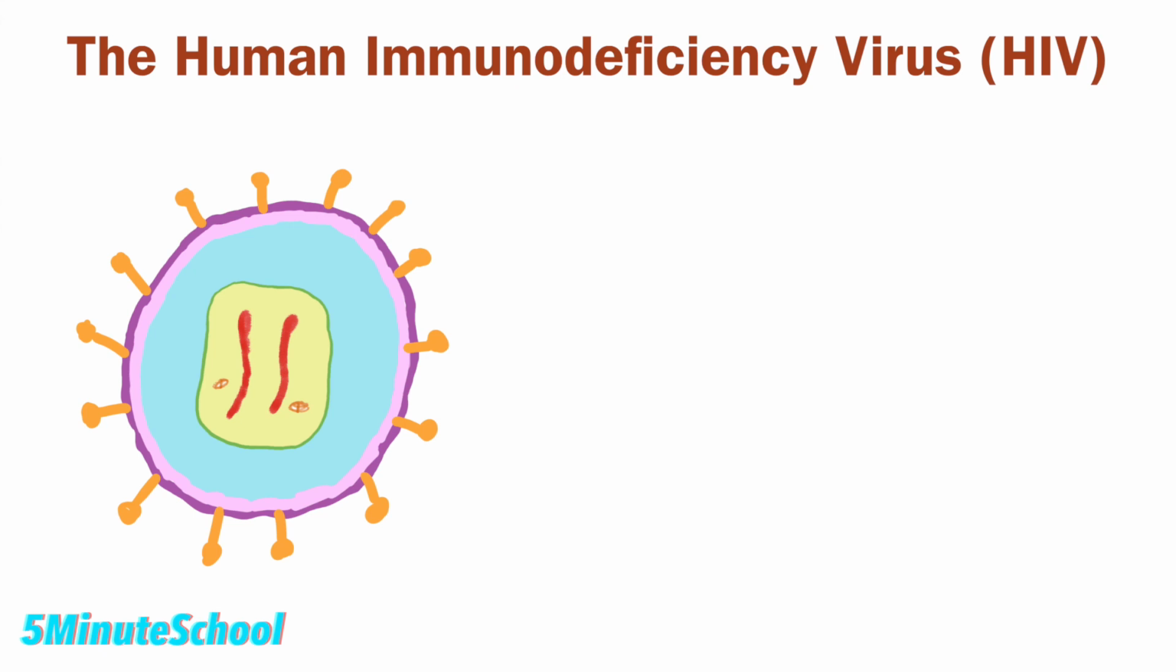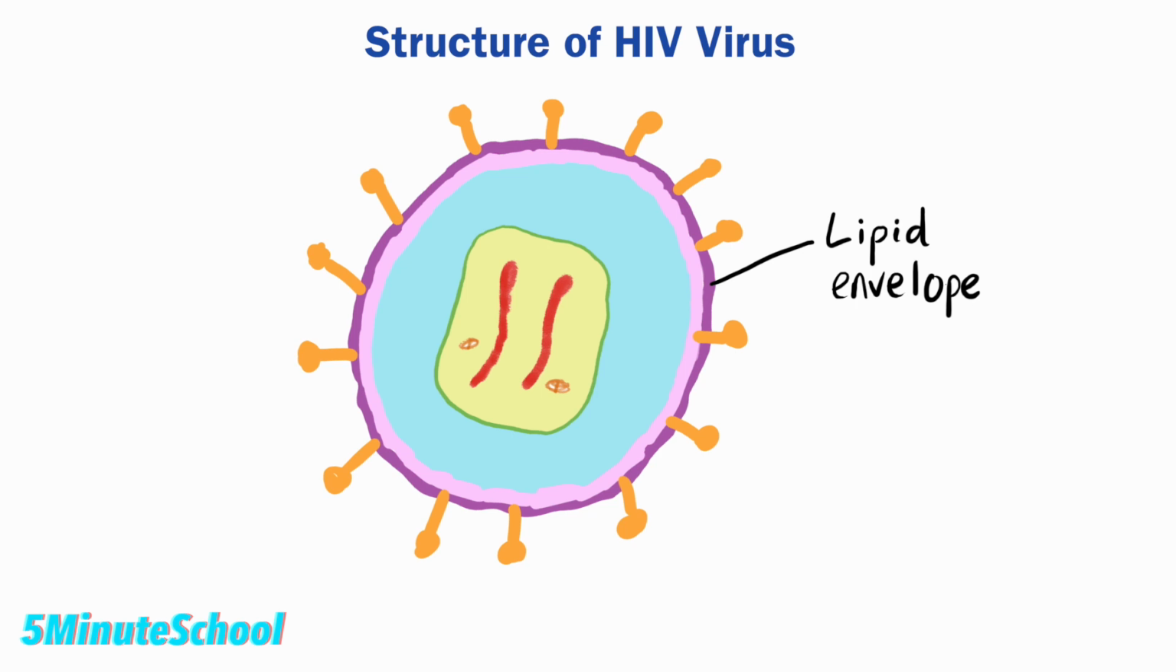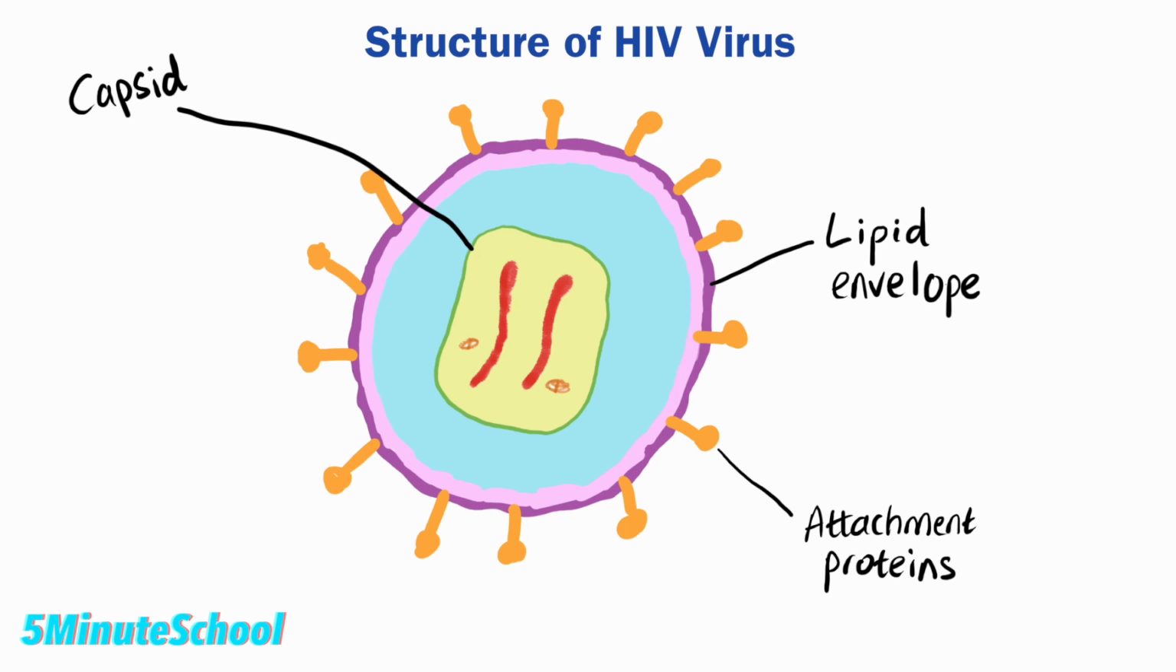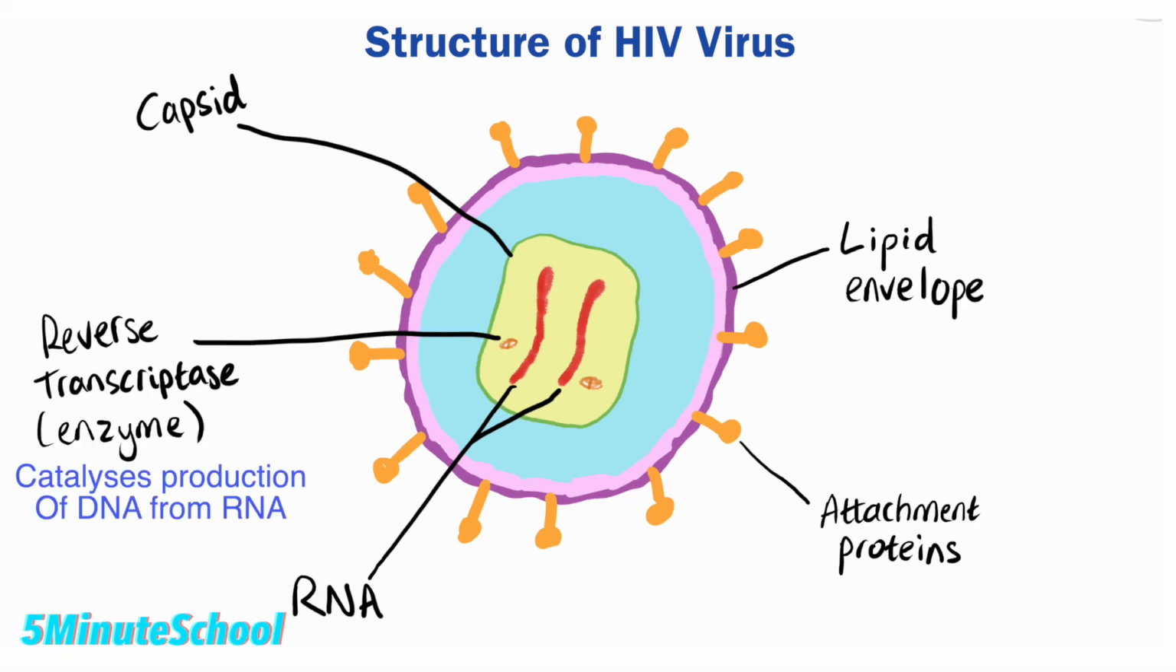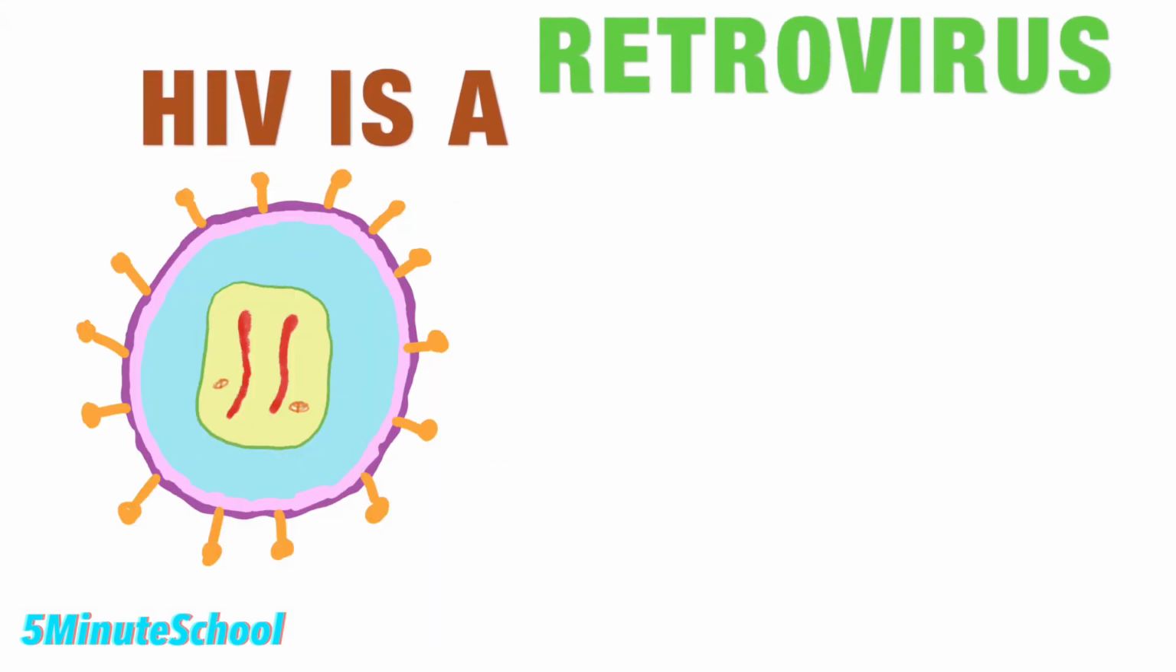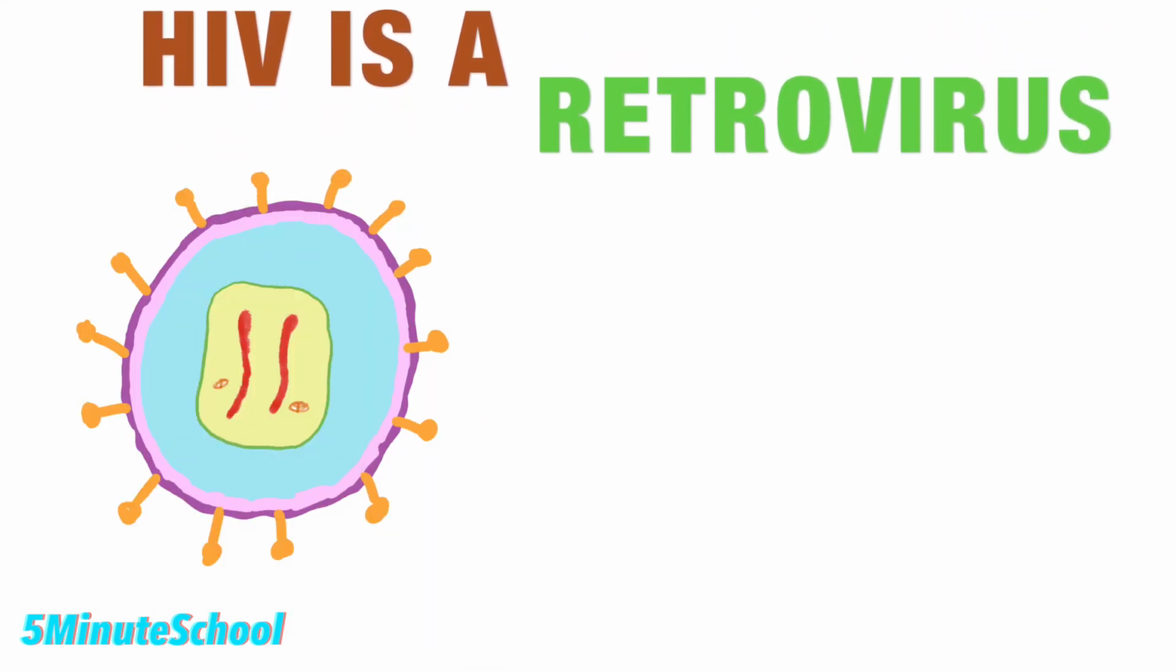Here is what the HIV virus looks like. On the outside there is a lipid envelope, and embedded in this lipid envelope are these peg-like attachment proteins. Inside the envelope is a protein layer called a capsid, and this encloses two single strands of RNA and some enzymes. One of these enzymes is reverse transcriptase, and it's called this because it catalyzes the production of DNA from RNA. So with the presence of reverse transcriptase and the ability to make DNA from RNA, it means that HIV belongs to the group of viruses called retroviruses.